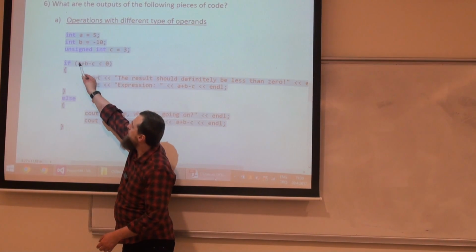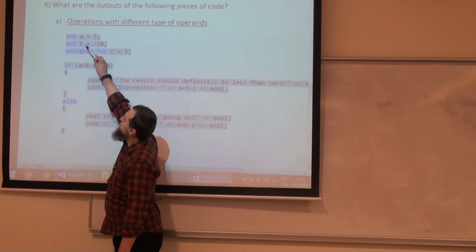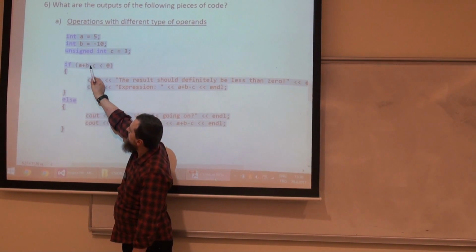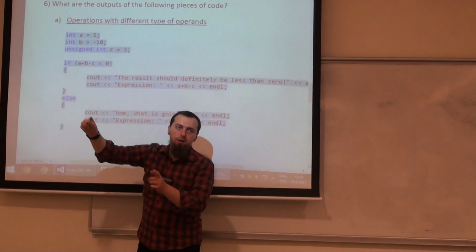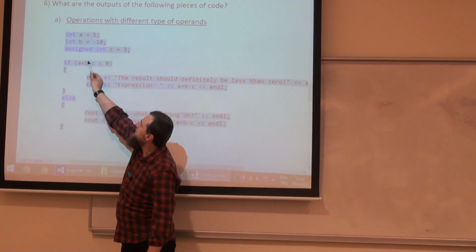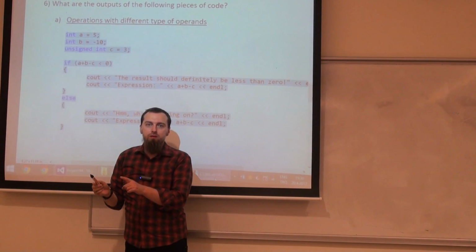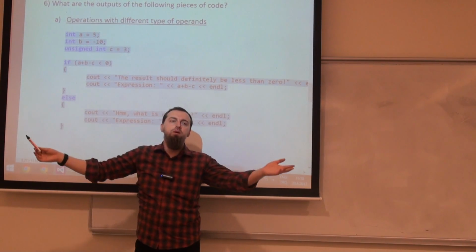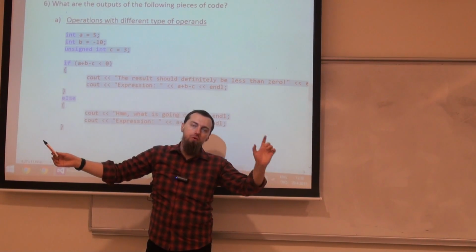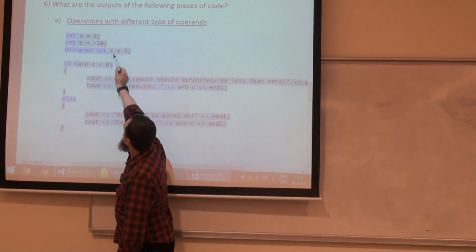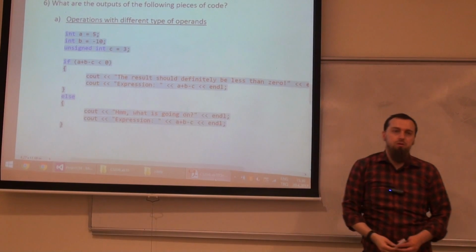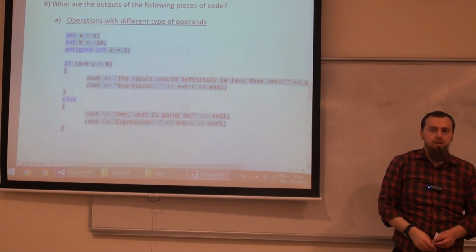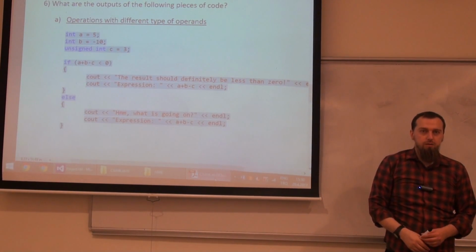Because here we convert, A plus B is going to be an integer again. But when this A plus B, this integer, is subtracted with C, it's going to be converted to unsigned. So it means that it will always be positive or 0. So it will be something greater than 0, and this branch is going to be executed, which is true. Okay? You get it?